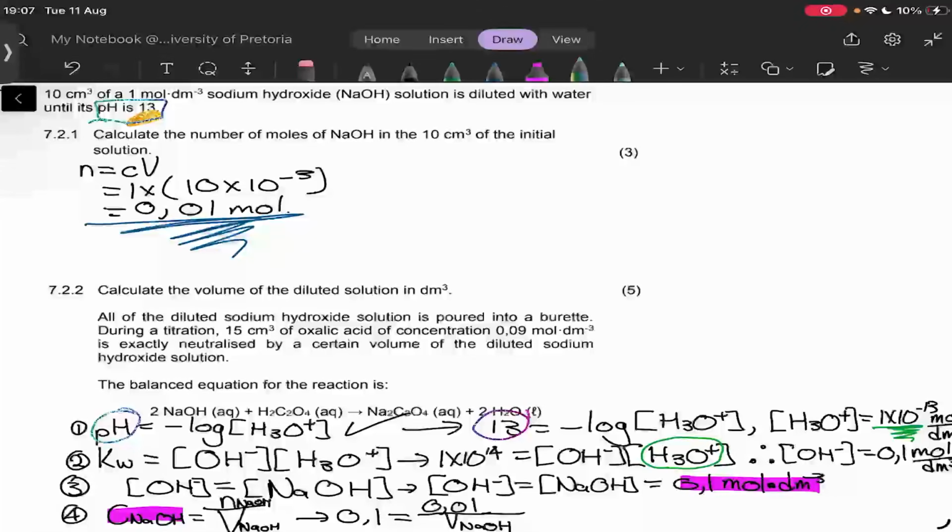The question, somebody's asking, how did we get the concentration of OH minus to be 0.1? Step 2 is how we got that. Step 2 has Kw equals the concentration of OH minus multiplied by the concentration of H3O plus. I found my concentration of H3O plus from the previous step, step 1. I use that in step 2, and that's how I get the concentration of OH minus to be equal to 0.1. Hopefully that tracks.